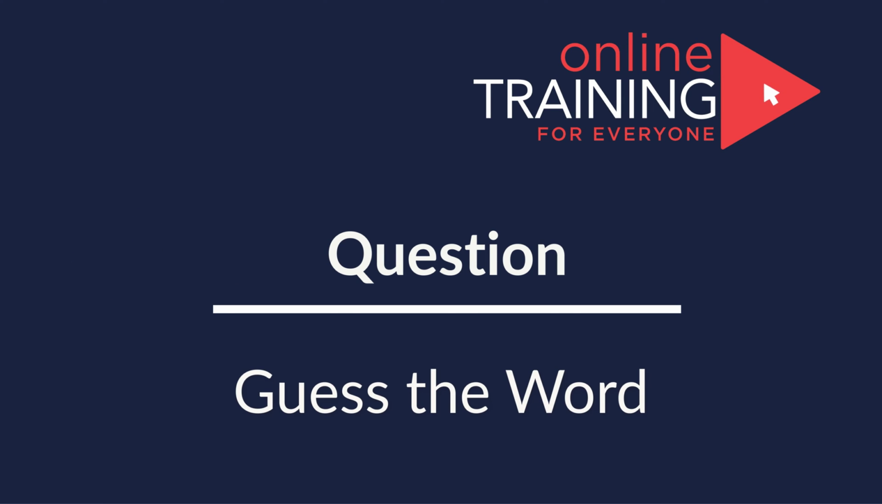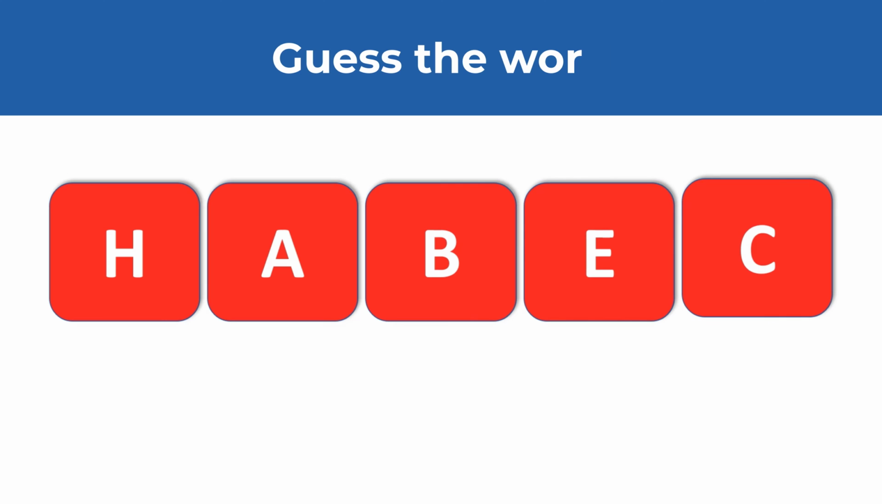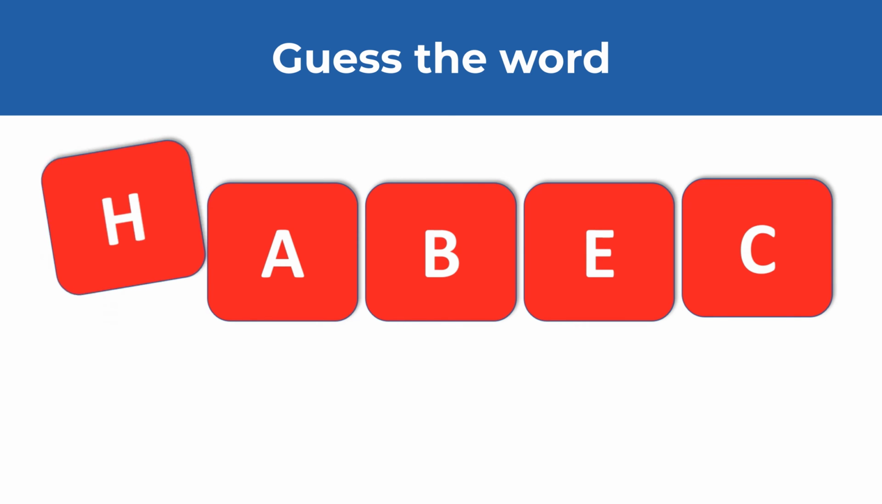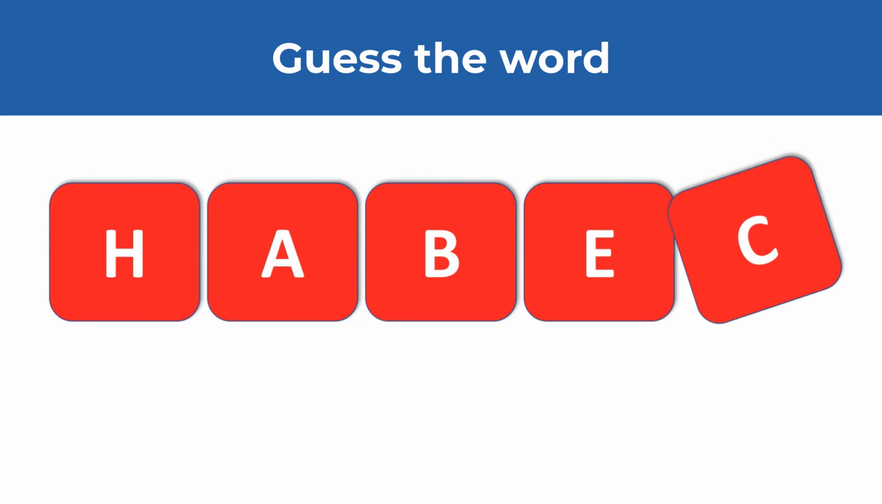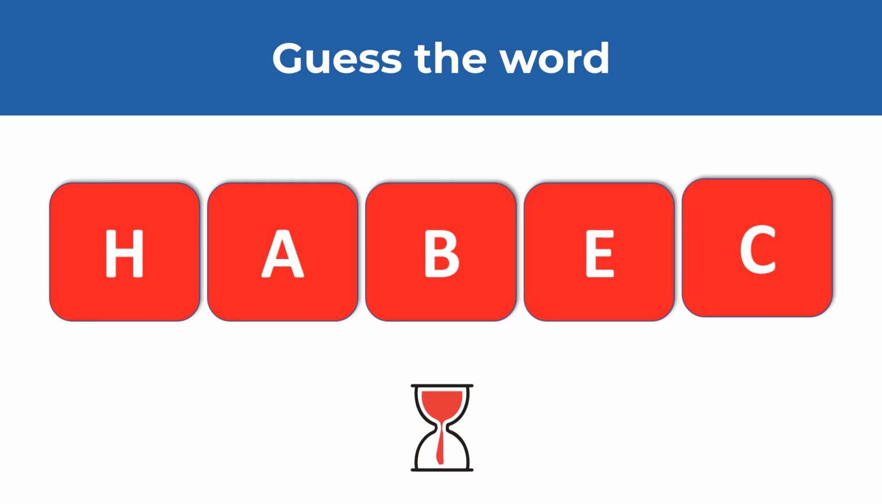Here's an interesting question from the recent test. You need to figure out the word from the 5 letters you see on the screen. The letters are H, A, B, E, and C. Do you see the word? Give yourself 10 to 15 seconds, maybe 20 seconds. You can pause this video to see if you can figure it out on your own. Make sure to use all the letters and make sure to use each of the letters once.